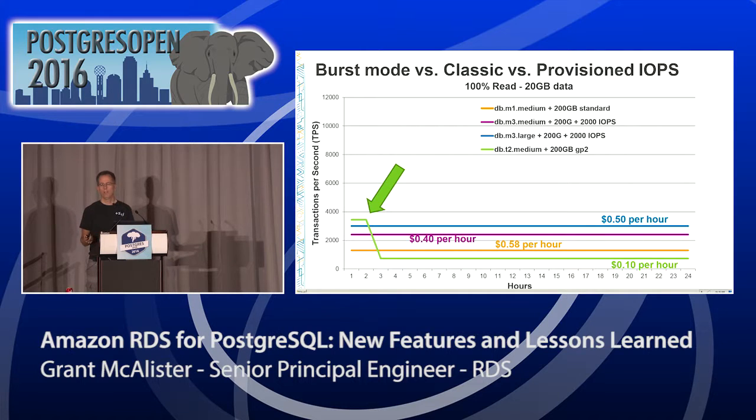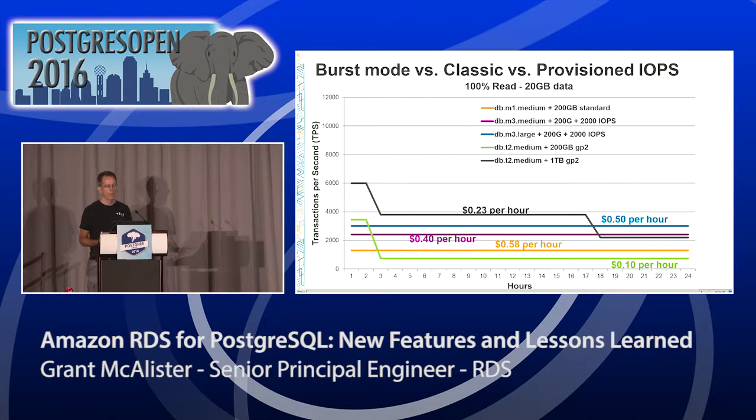The nice thing with GP2, though, is if you want more IOPS, you just buy more storage. So what I did was I bought a T2 Medium with a terabyte of storage. This guarantees me 3,000 IOPS. Now you'll notice it's 23 cents per hour. Now it was doing 6,000 TPS off the start, and then it drops down after it runs out of GP2.